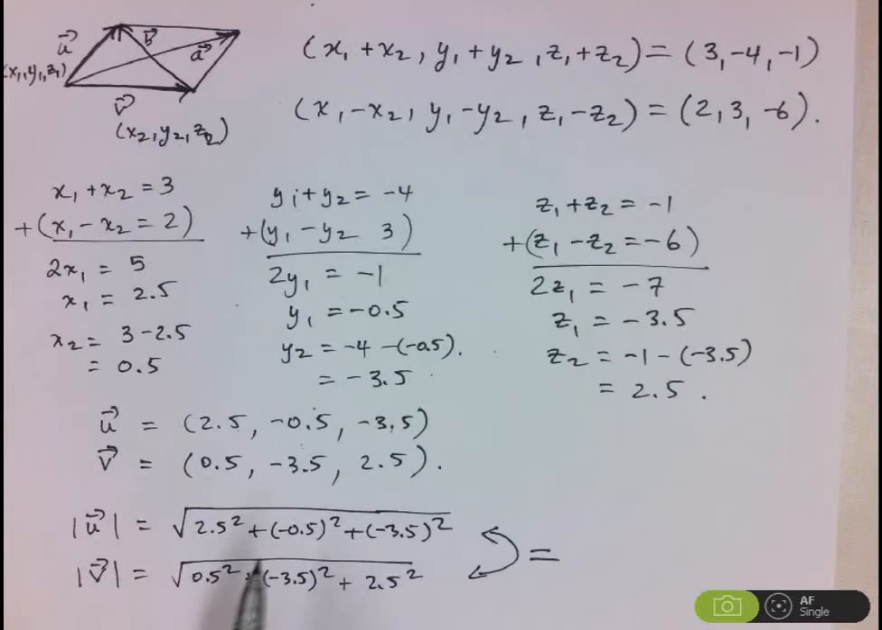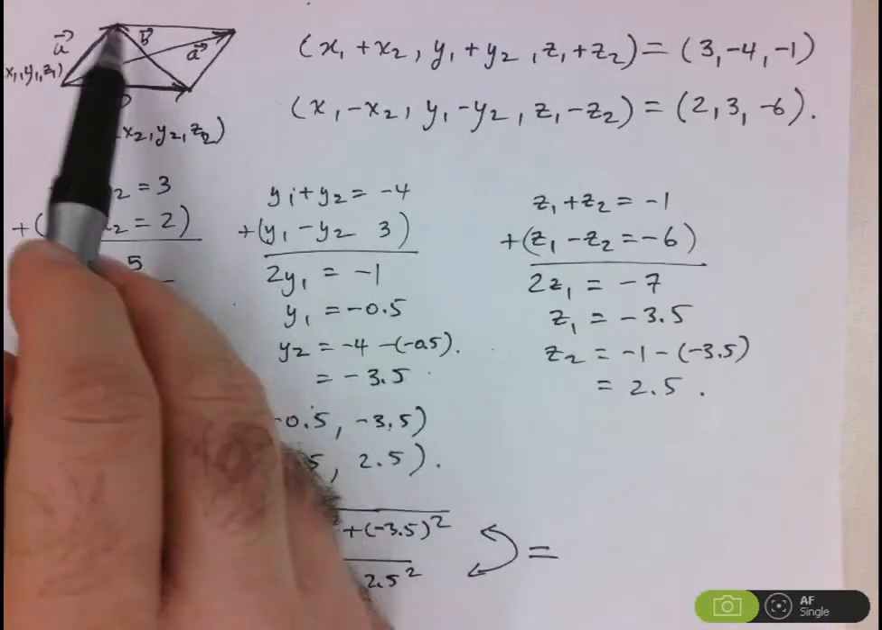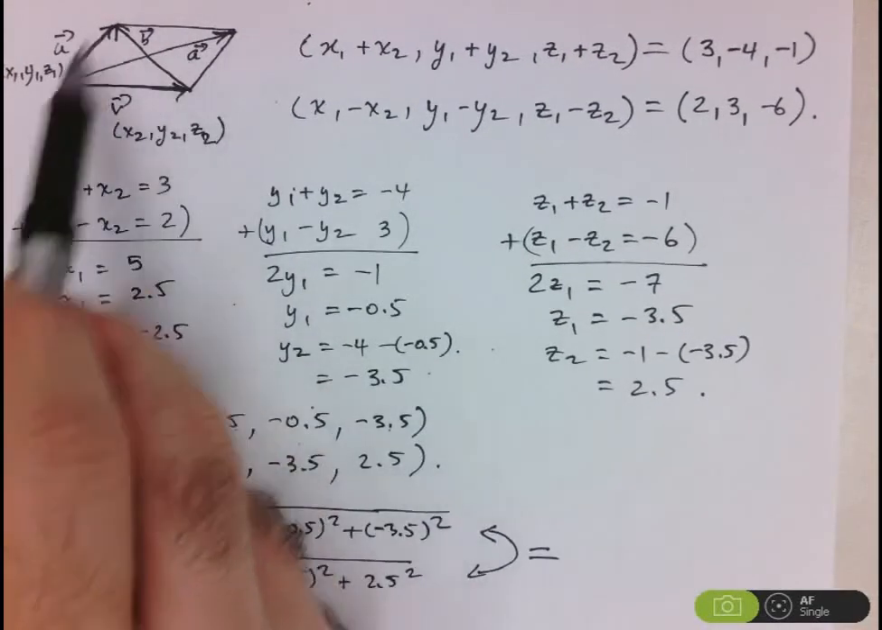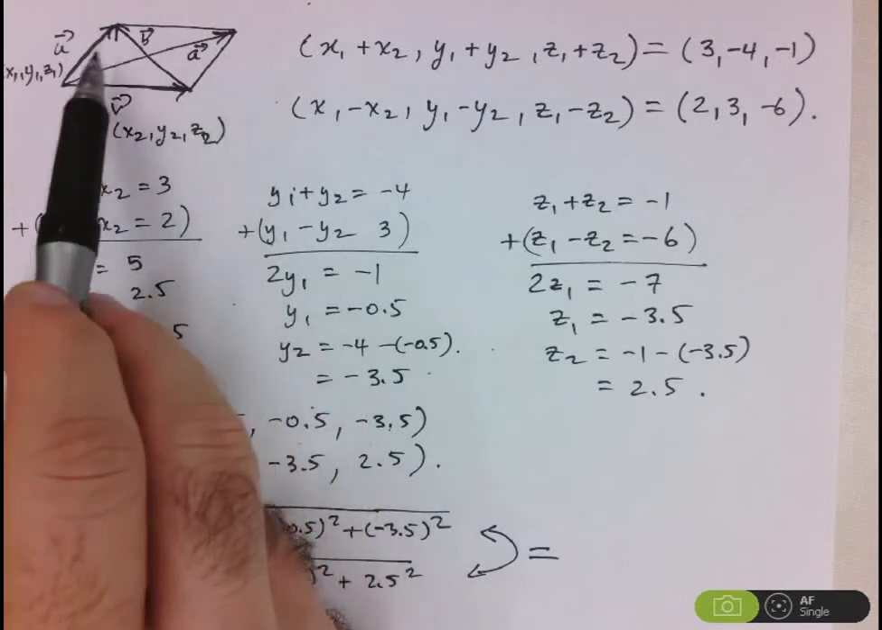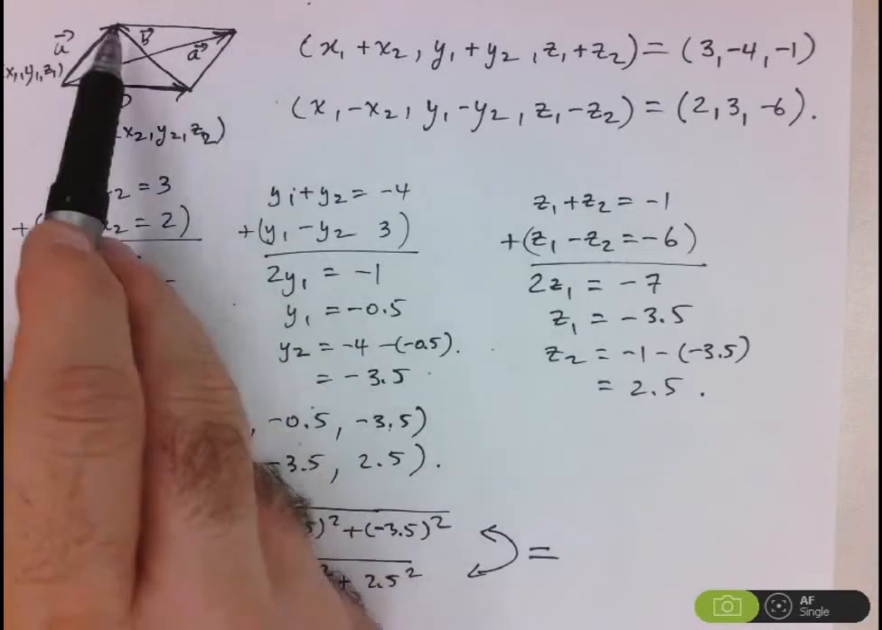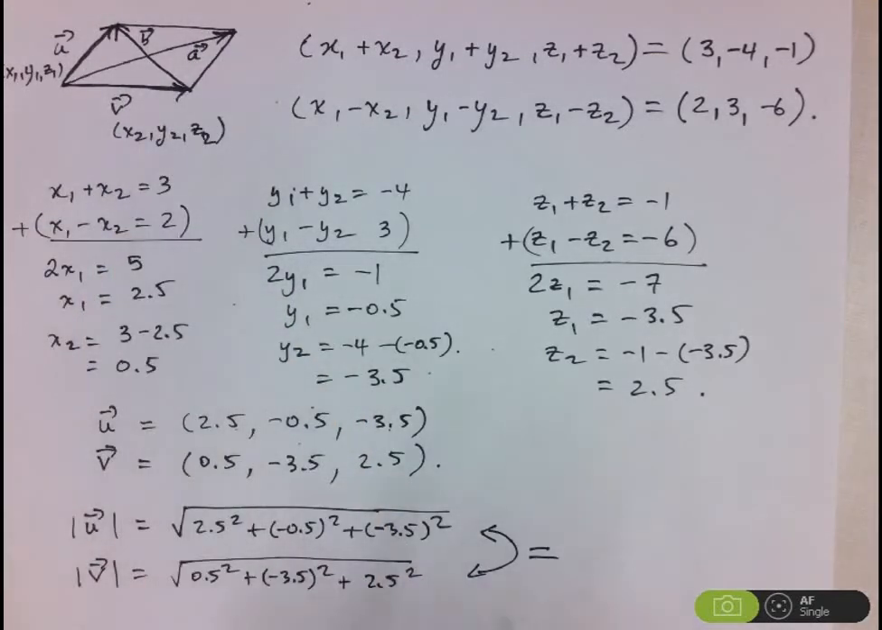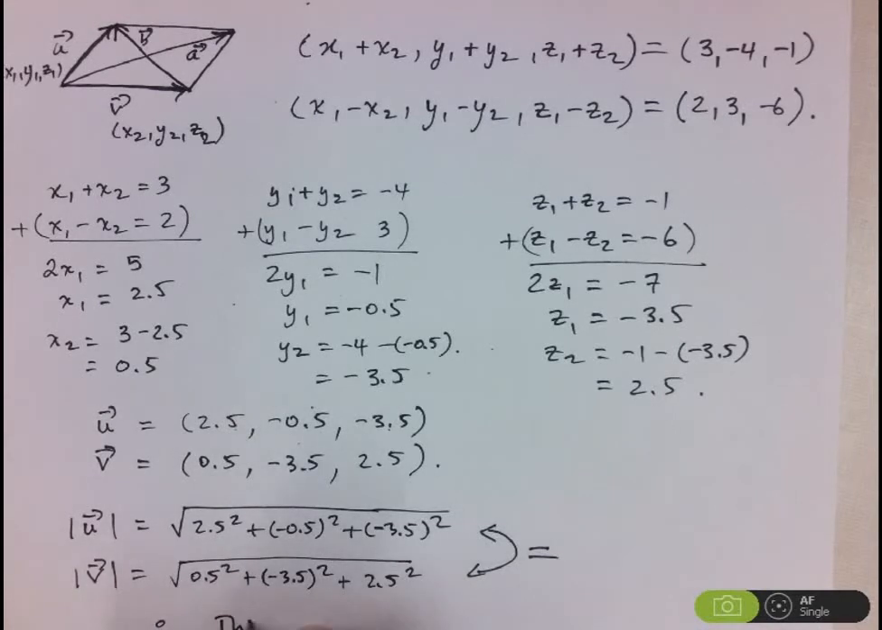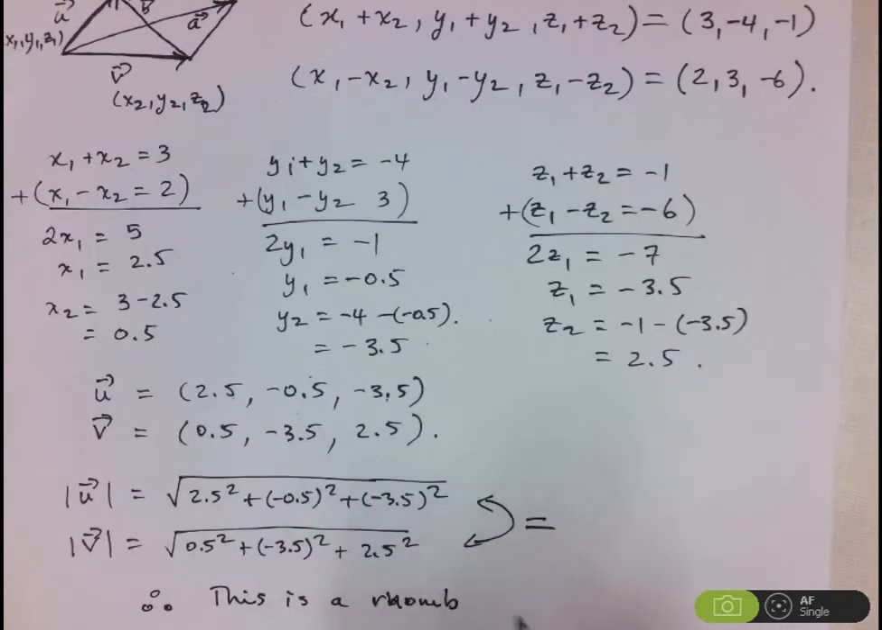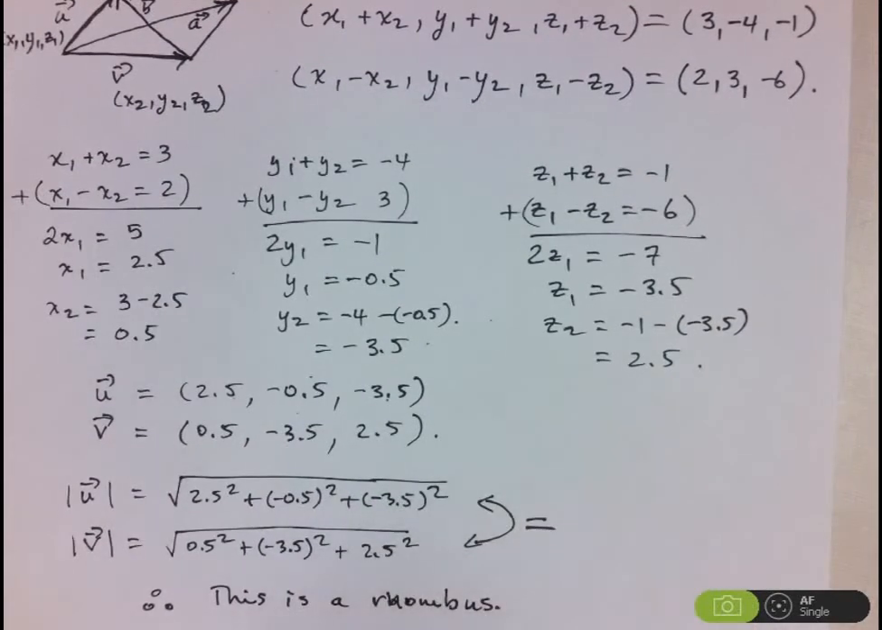Okay, and since opposite sides of a parallelogram are also equal, I don't really have to calculate the other two sides. So we can say, therefore, this is a rhombus. Whoops. So we can make that determination. Okay? So we did part one. We showed that it's a rhombus.